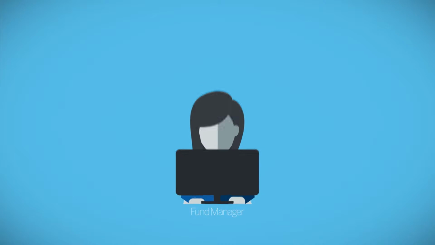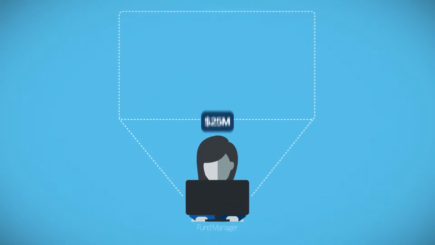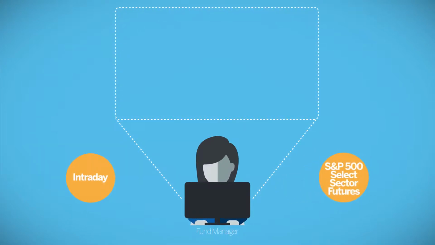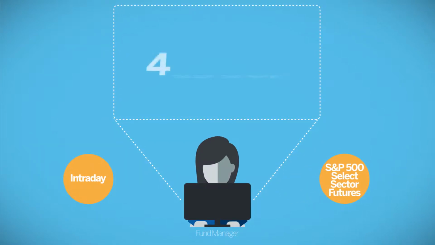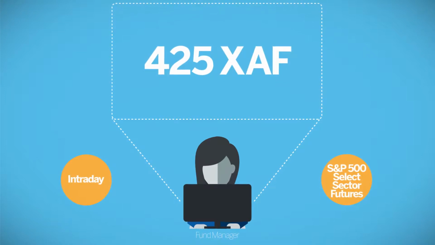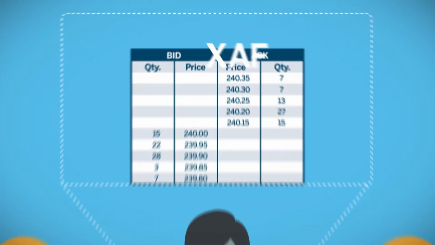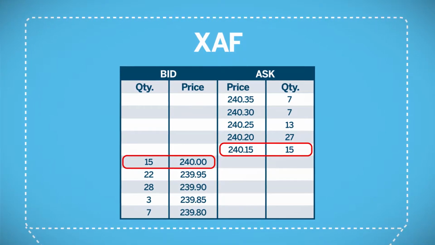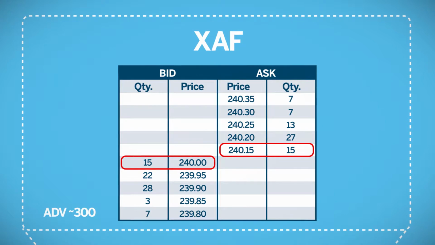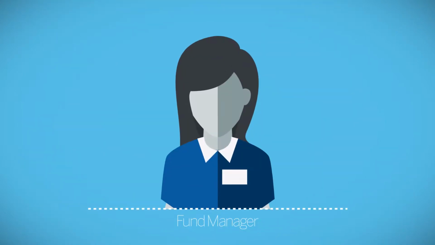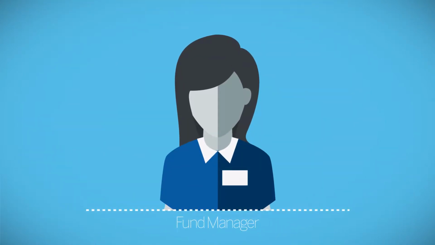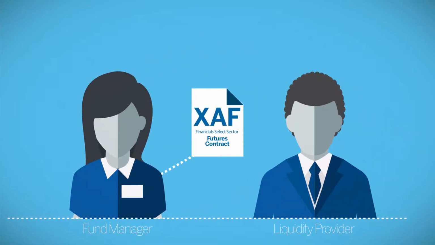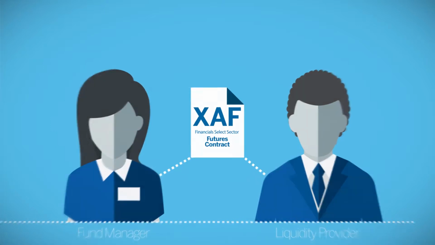Consider a fund manager that needs to trade $25 million in the Financial Select Sector Index intraday and prefers to trade capital-efficient futures. The manager calculates a need to buy 425 XAF contracts to achieve the desired exposure. The manager sees a 3-tick wide market on 15 contracts and notices that XAF trades about 300 contracts per day on average. While realizing that working the order may take too long and may result in price slippage, instead, the manager contacts his or her broker or a futures block liquidity provider and indicates interest in a block trade.